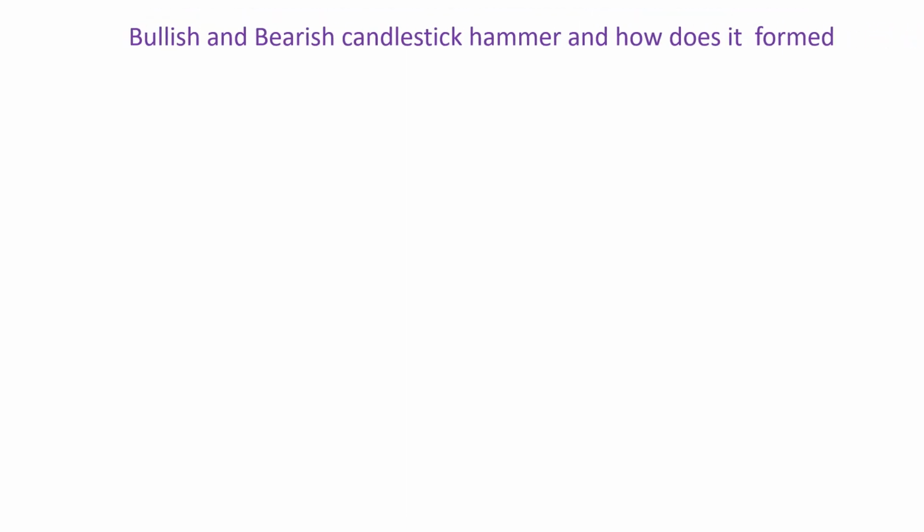Bullish and bearish candlestick hammer, and how does it form? It is very important to know how the candlestick is formed, especially this hammer and inverted hammer or shooting star. You know the outcome of thousands of patterns and formations. If you blend them, the outcome is nothing but hammer or inverted hammer, bearish or bullish. So it is very important to pay attention to how the hammer and inverted hammer are formed, and why there is so much power invested in these two candlesticks.